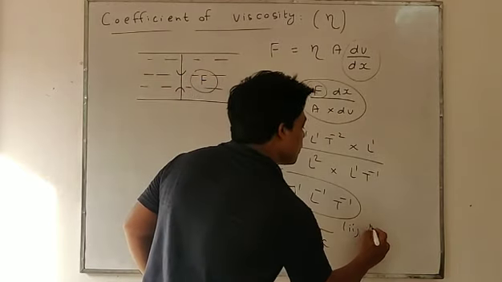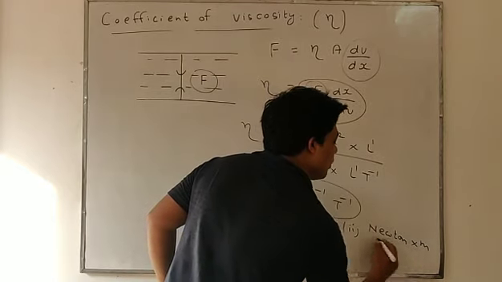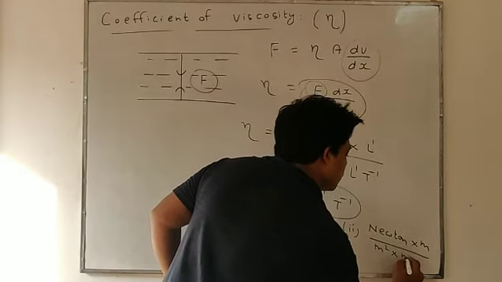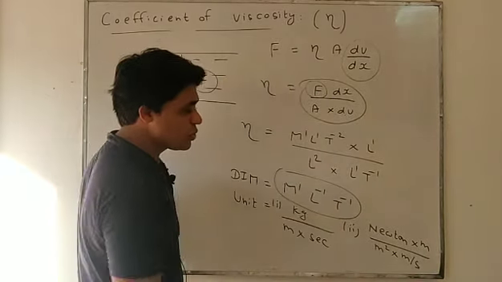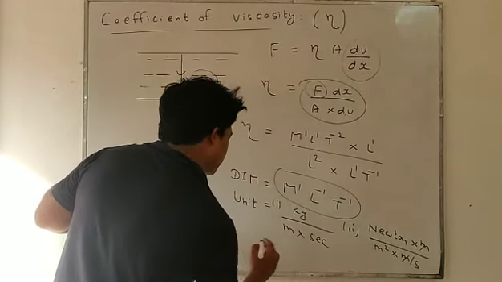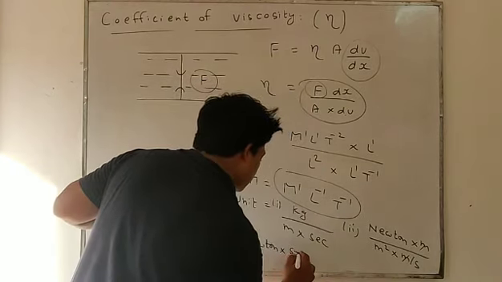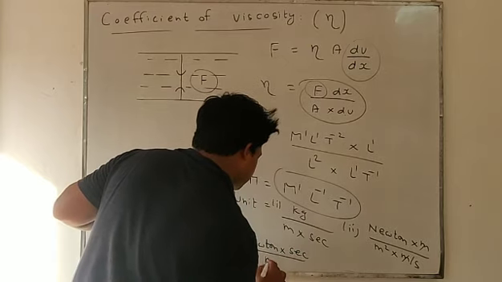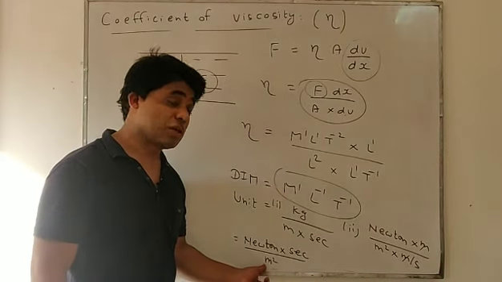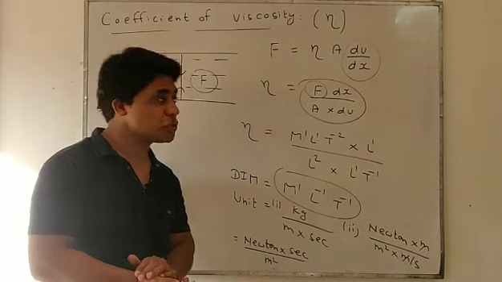We can find the unit by that formula. What is the unit of force? Newton. Distance, meter, area, meter square, velocity, meter per second. So look students, meter to meter cancel out. It will be Newton into second by meter square. And we know Newton by meter square is called Pascal. So one more unit may be there: Pascal into second. Understood, students?